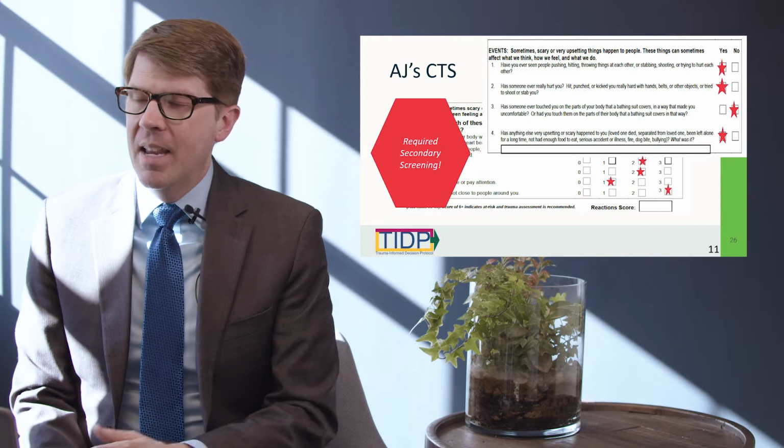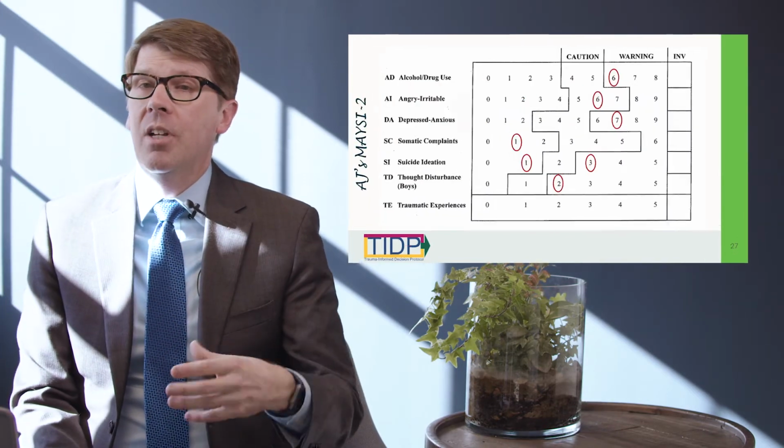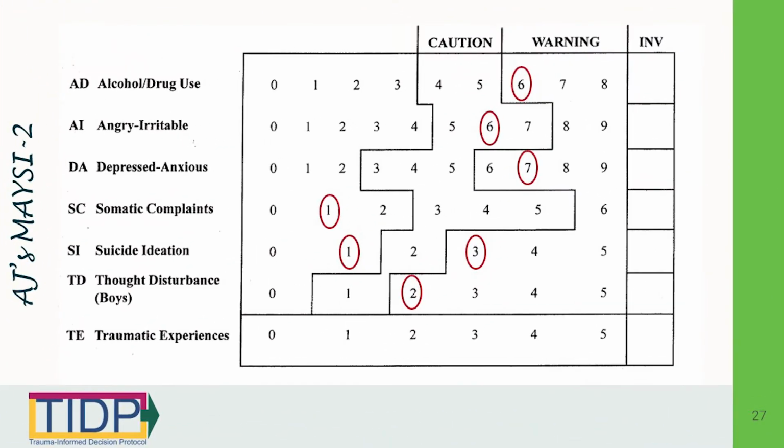And here's AJ's MAYSI as well. Not surprisingly, and acknowledging this history of functional impairment associated with multiple types of substances, AJ produces a warning score on the alcohol drug use scale. He produces a caution score on the angry irritable scale, and he's got a warning score on the depressed anxious scale and the thought disturbance scale as well.